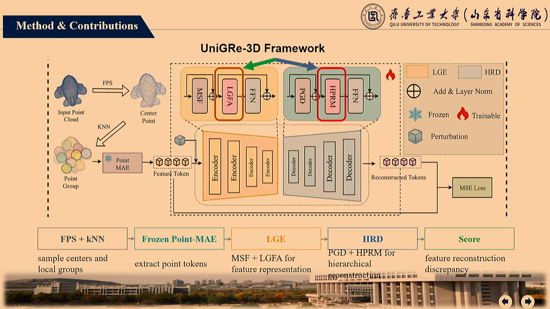Finally, anomaly scores are computed based on the difference between the original features and the reconstructed features. In other words, this paper does not directly detect anomalies in the original point cloud space. Instead, it measures the deviation between normal patterns and the test samples in the feature reconstruction space.